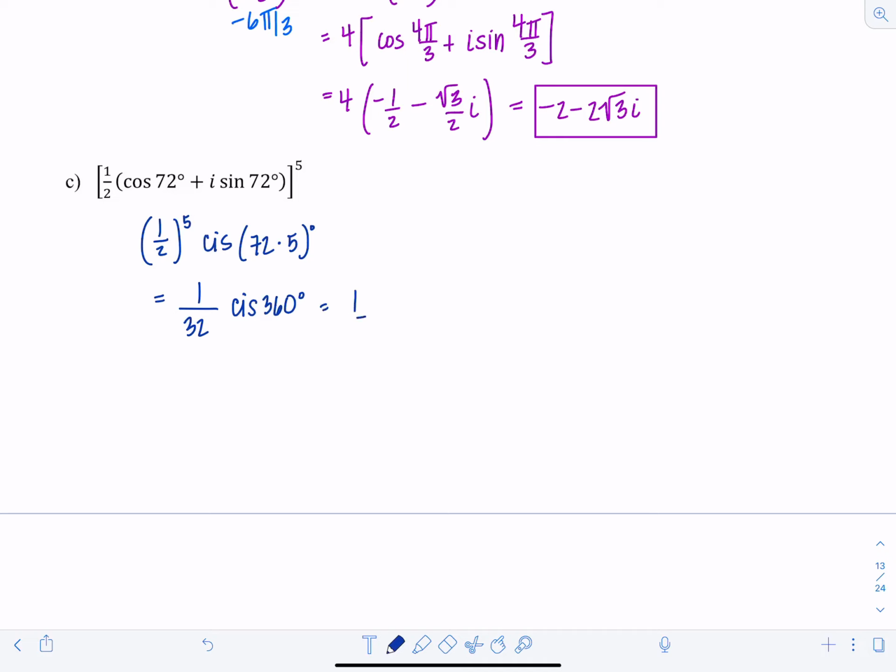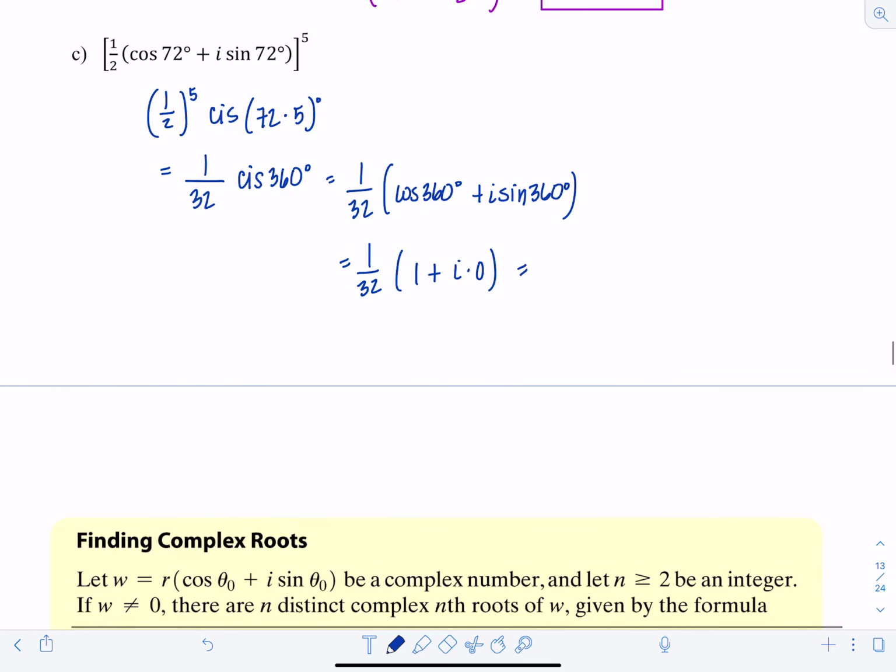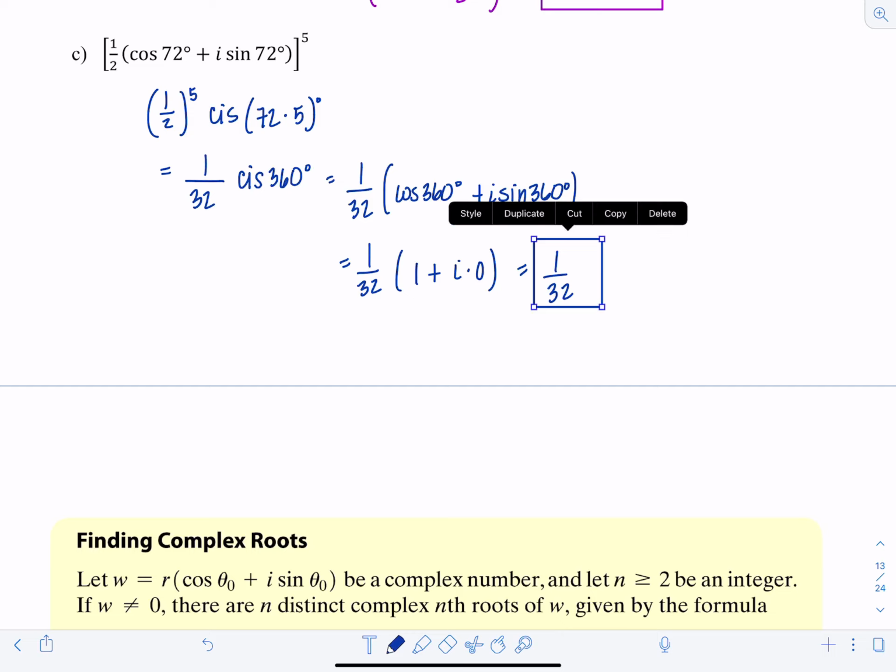So this is going to be 1 over 32 cosine 360 plus i sine 360. Well, this one's fun because cosine 360 is 1, sine of 360 is 0. So there's no imaginary part anymore. When I distribute the 1 over 32, I just get 1 over 32 times 1. So this is a completely real number. Okay, good.